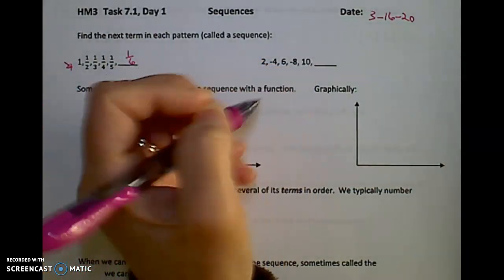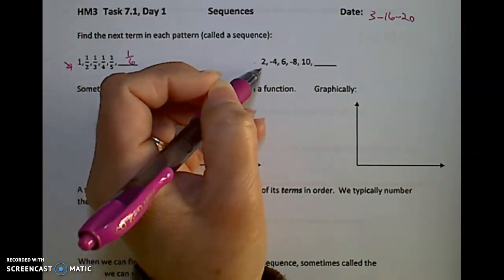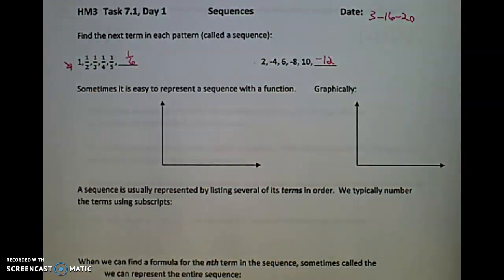Find the next term in this sequence. Look at it for one moment. And you probably saw the next term in that pattern of numbers would be negative 12. We're going to come back to that one when we turn the page.